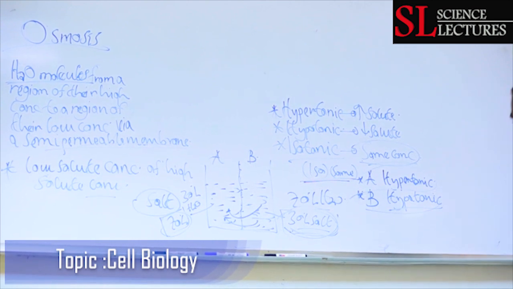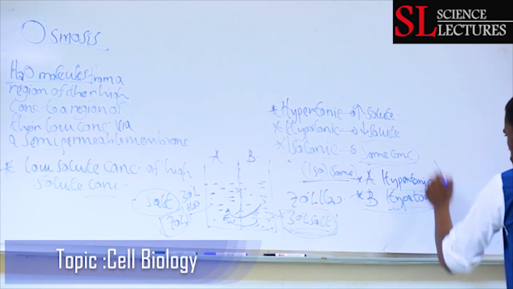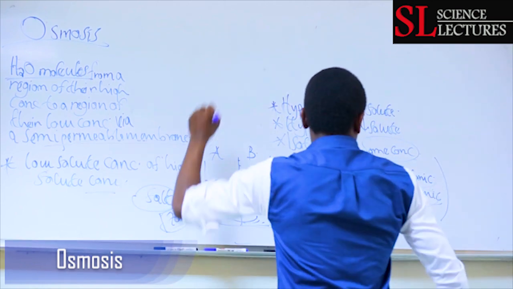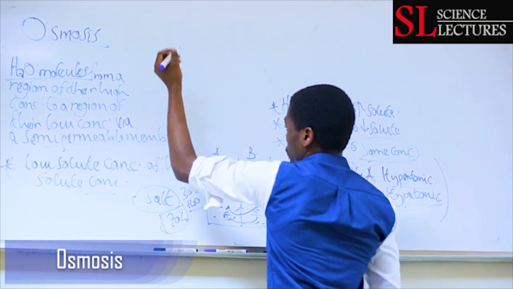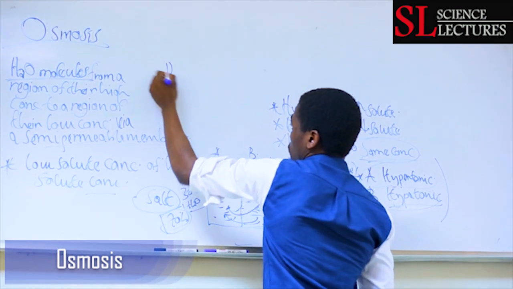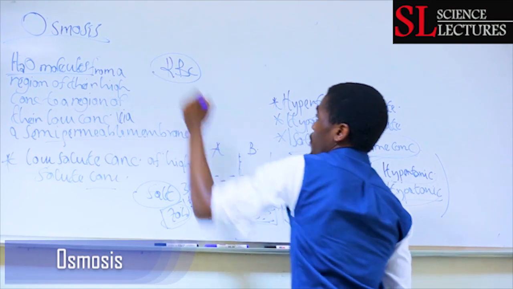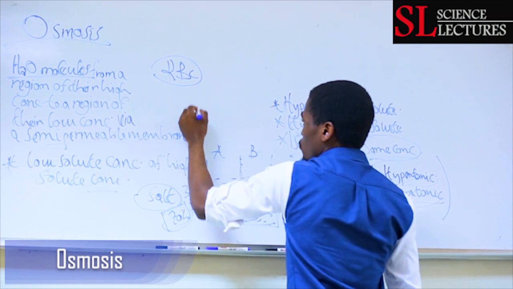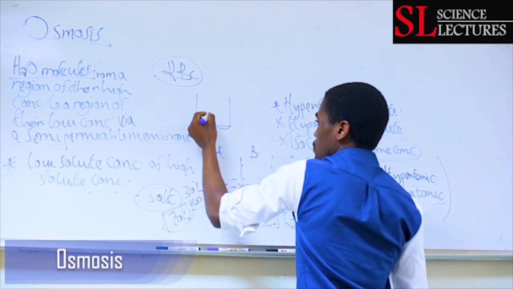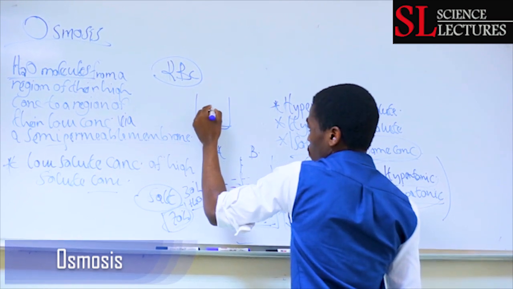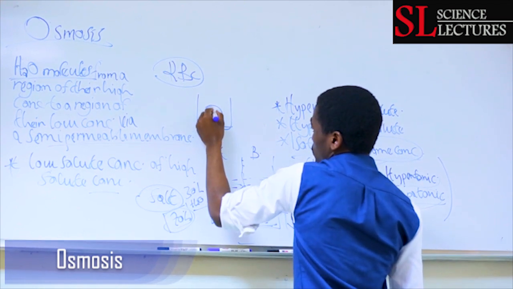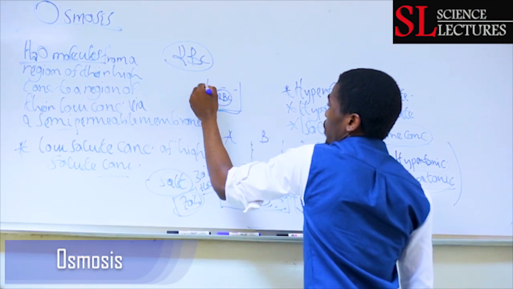How is this important? If we are to apply it in our cell biology, so if we have cells, let's say we are having a red blood cell, our body cell, and we place it in solution A. Let's say this is our solution A. This is our red blood cell, and this is solution A.